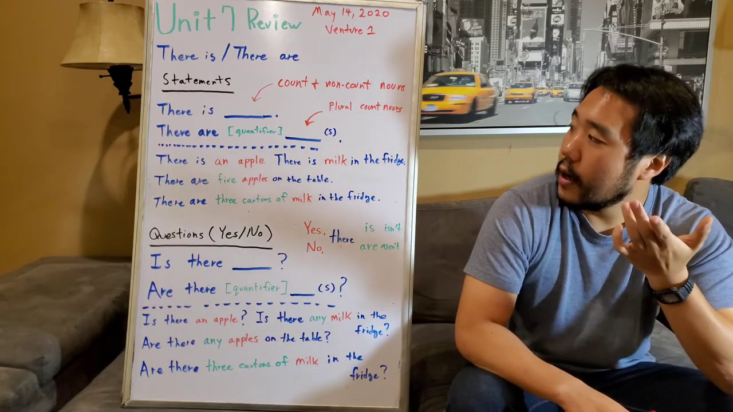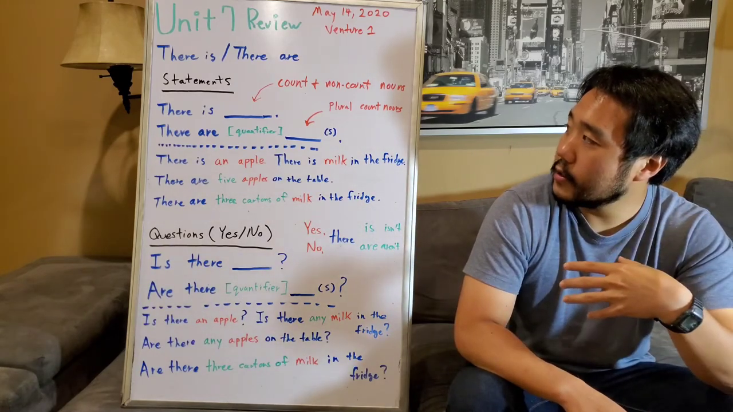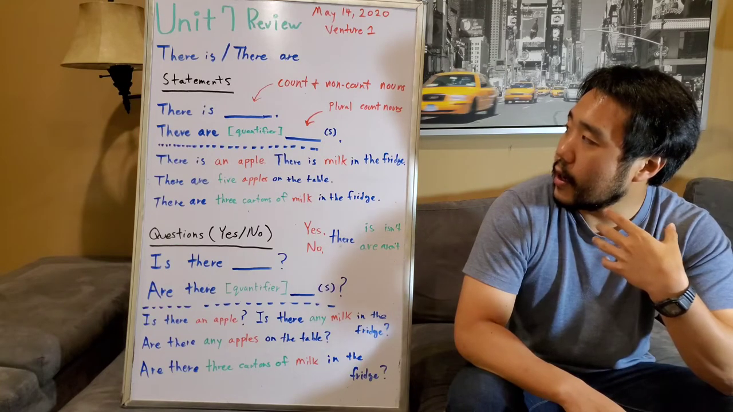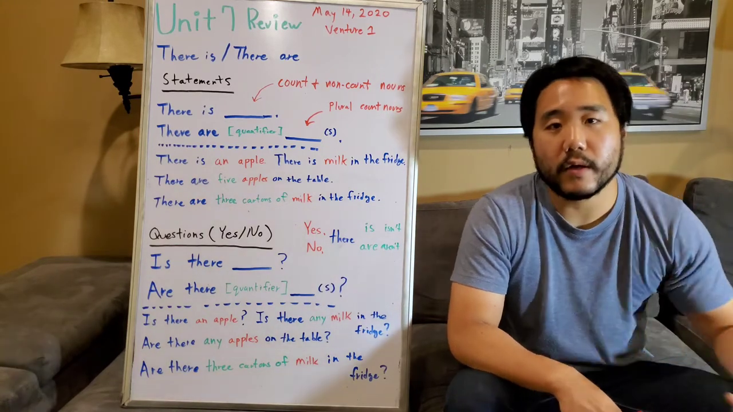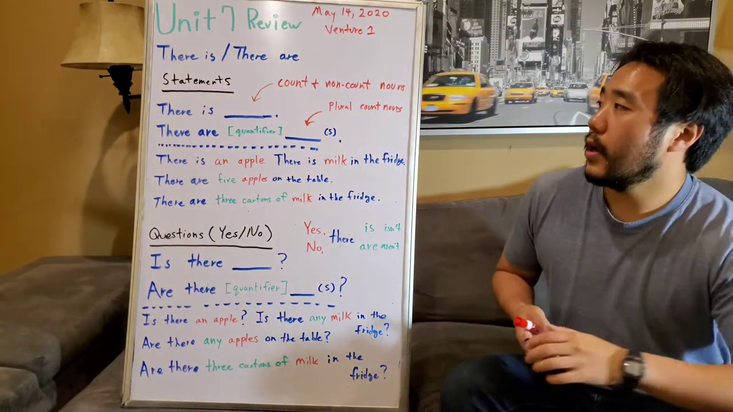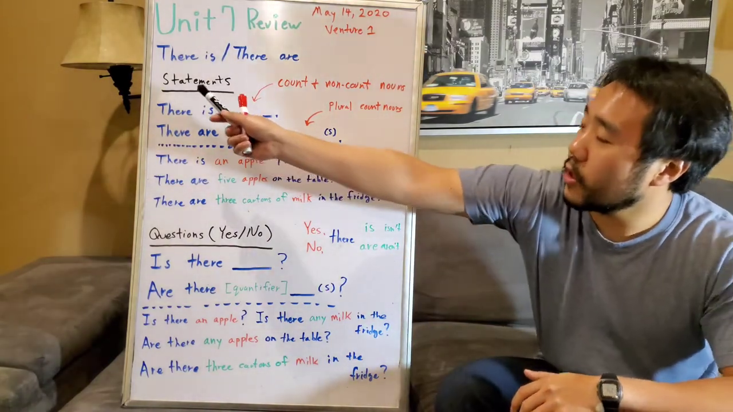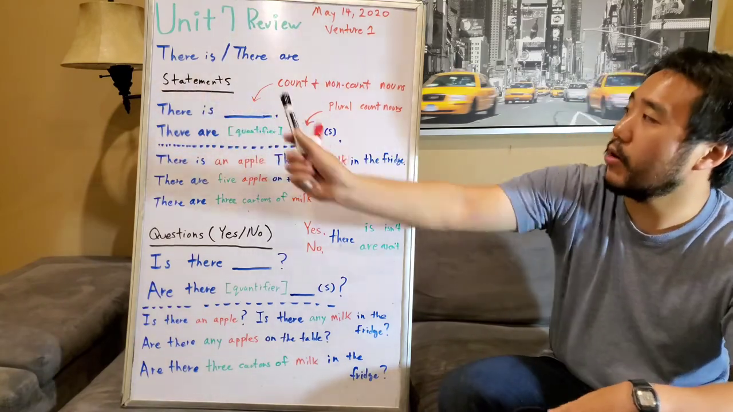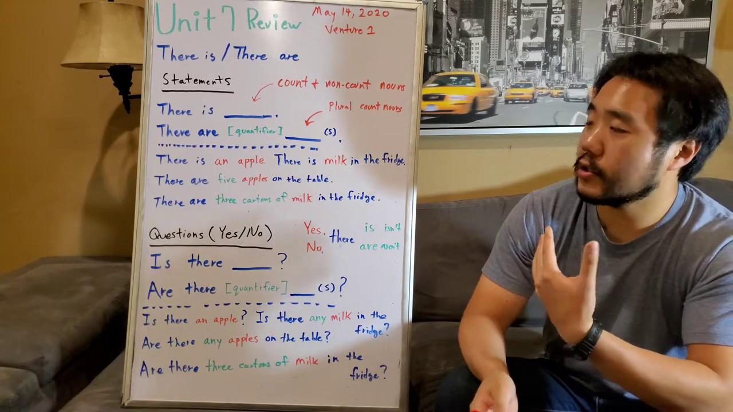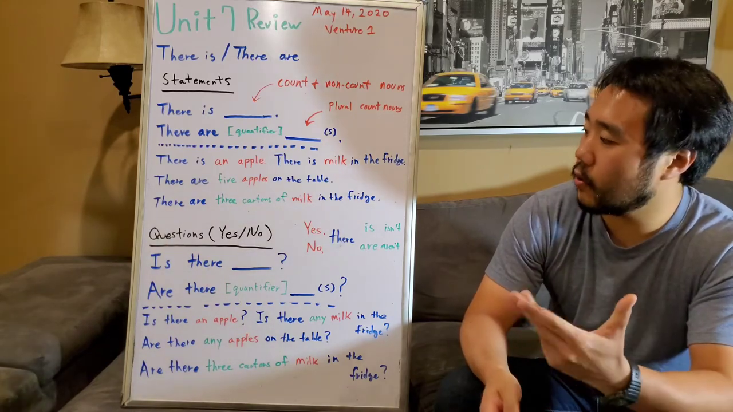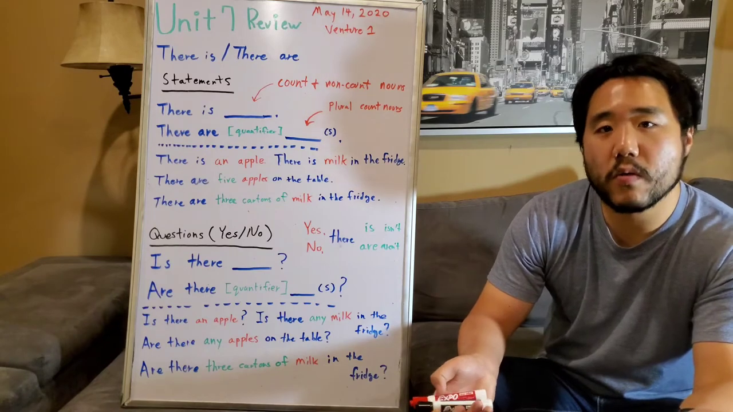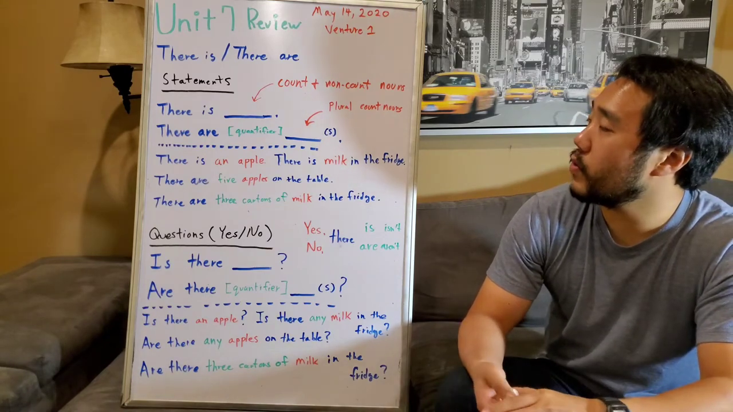And then there are other phrases that we need to learn or review. We learned about there is and there are. So we are able to use there is and there are to make statements and questions. Questions, just simple yes or no questions. So we're going to review that.